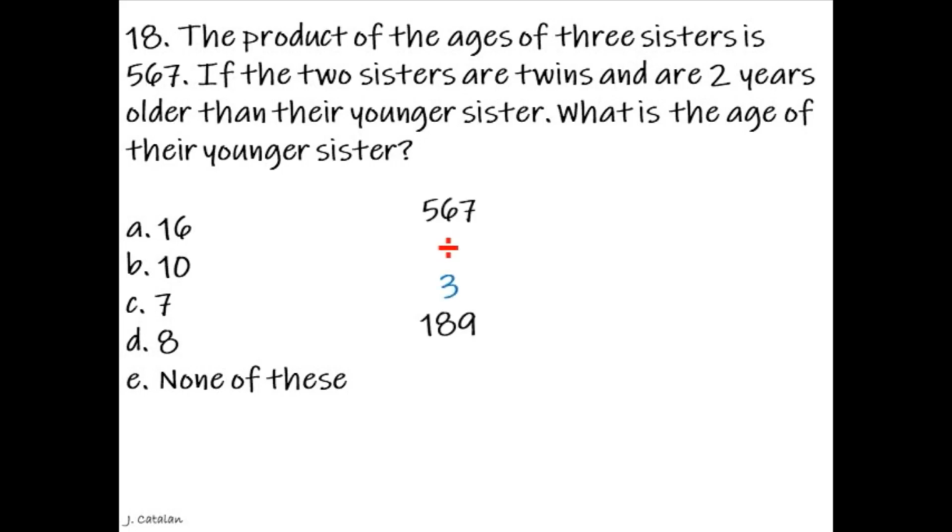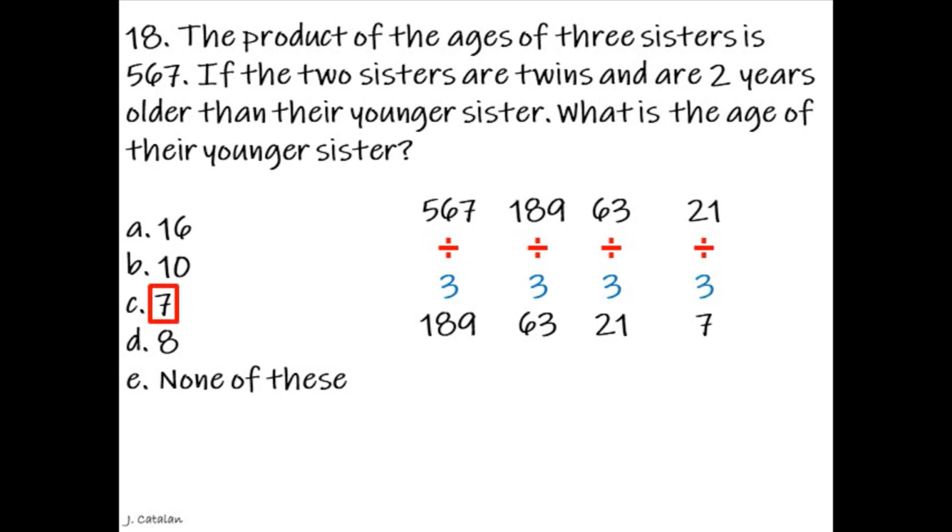567 divided by 3 is equal to 189. 189 divided by 3 is equal to 63. 63 divided by 3 is equal to 21. 21 divided by 3 is equal to 7. 7 is the age of the younger sister.